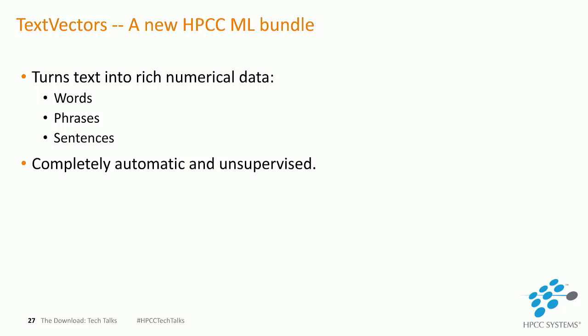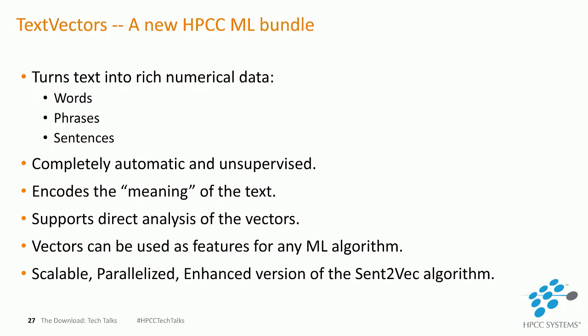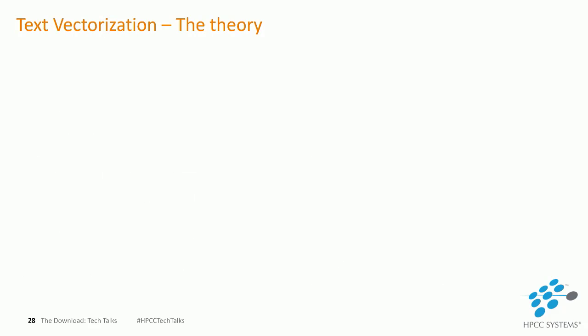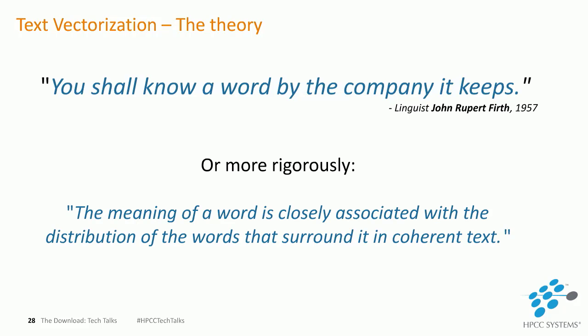In 1957, the linguist John Rupert Firth stated, "You shall know a word by the company it keeps." We can restate this more rigorously as the meaning of a word is closely associated with the distribution of the words that surround it in coherent text. Now wait a minute. I thought linguistic meaning was a deep philosophical concept, not a matter of statistical frequency. Let's do a thought experiment and see if we can get to the bottom of this.